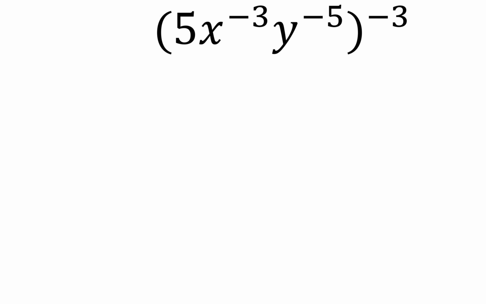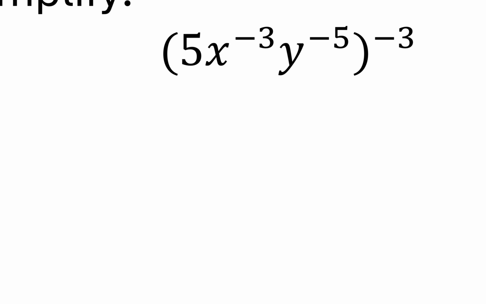Okay, now moving on to the next question. For this one, same idea. We have a negative exponent, so we have 5 to the negative 3 times x to the positive 15. Then we have times y to the positive 15th right there. Whoops, I think I made a mistake right there with the x's. That should be a 9 right there.